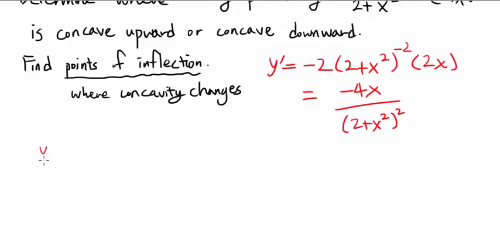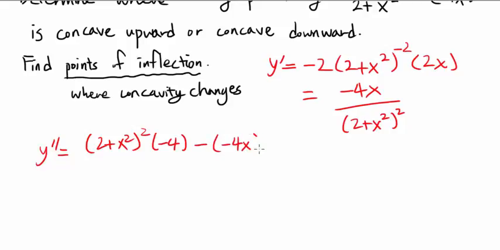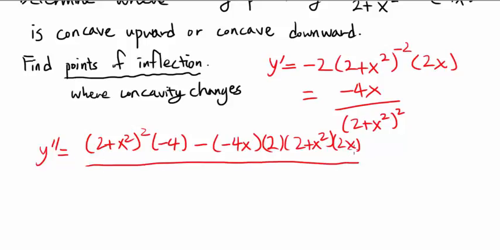Now, to find y double prime, we're going to use the quotient rule. That's going to be 2 plus x squared, squared, times the derivative of the top, which is negative 4, minus the top function, which is negative 4x, times the derivative of the bottom function, which is 2 times 2 plus x squared times 2x, all divided by the bottom function 2 plus x squared, squared, which is to the fourth.